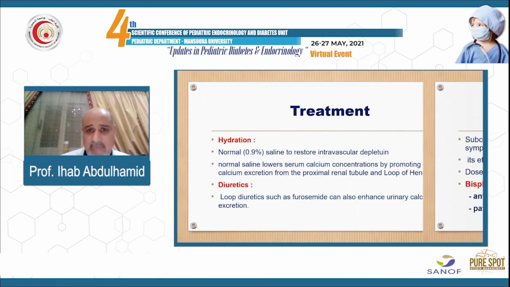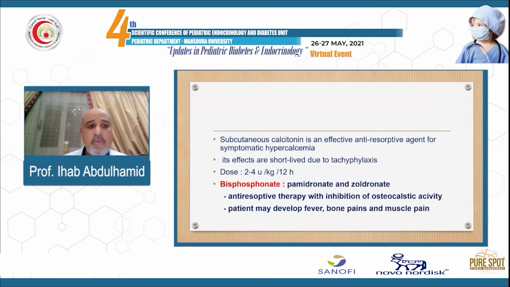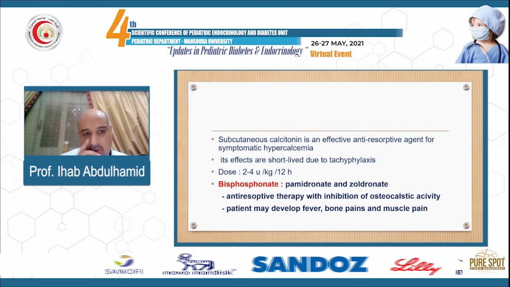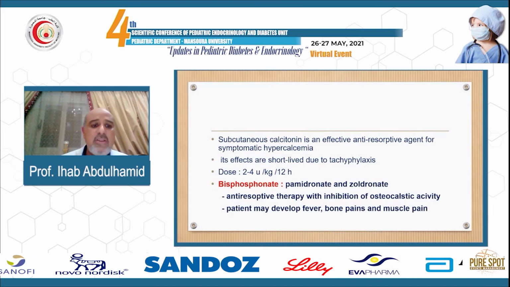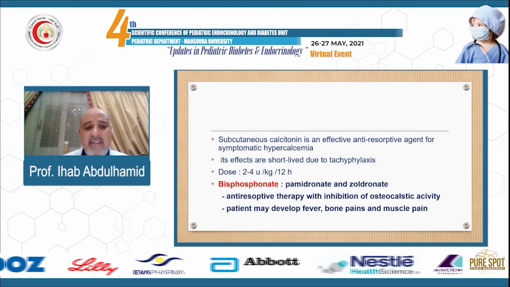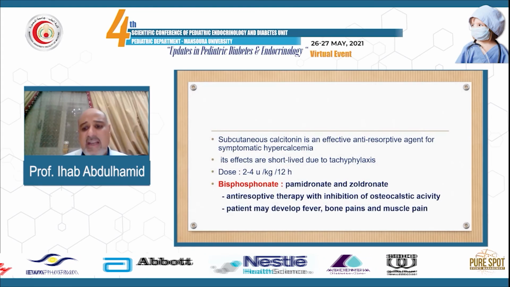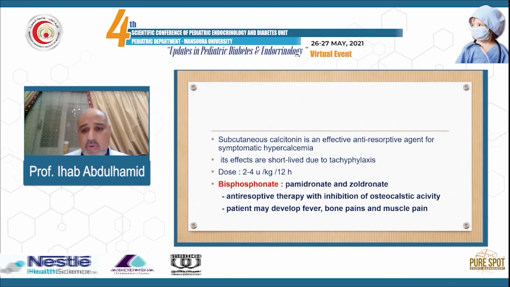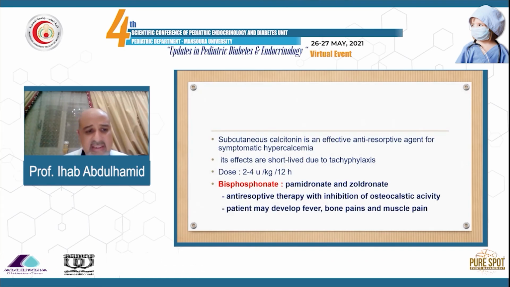Subcutaneous calcitonin, as it's an effective anti-resorptive agent, it's either subcutaneous or intramuscular, short-lived due to tachyphylaxis. The dose is 2 to 4 units per kg every 12 hours. And we go to bisphosphonate. This anti-resorptive therapy decreases osteoclast activity. We have pamidronate and zoledronate. The zoledronate is more powerful and more effective.